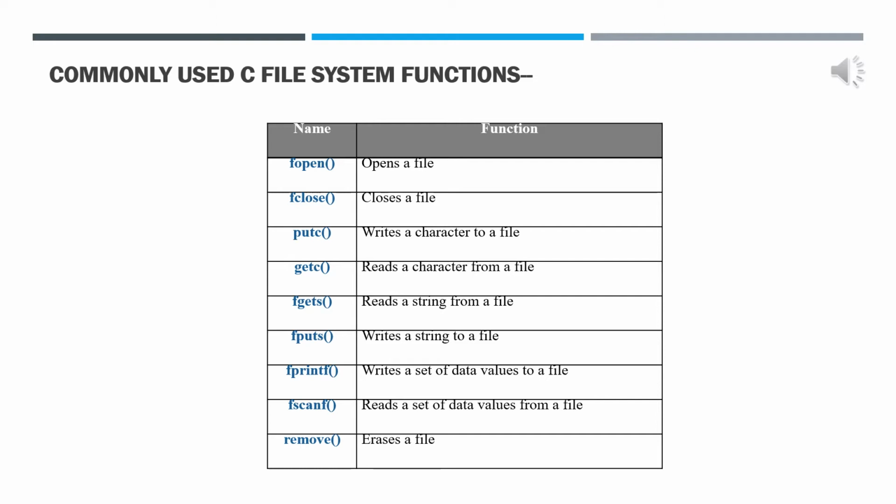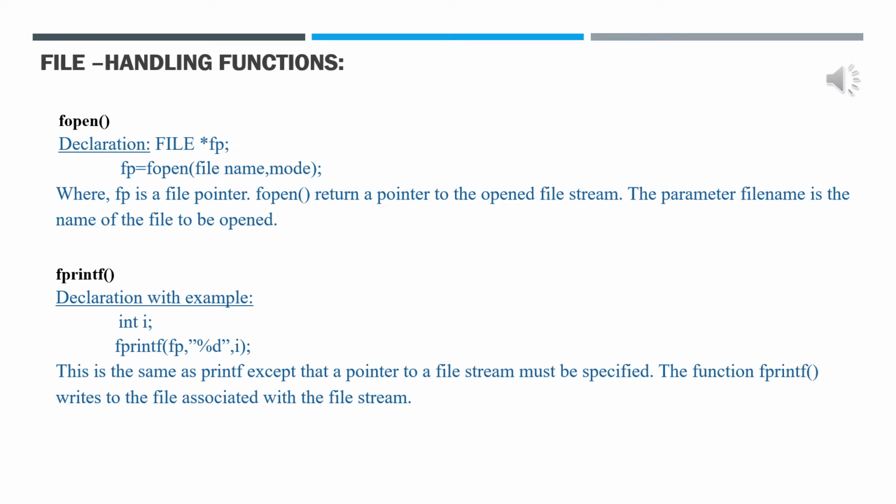First is fopen, opens a file. Fclose, closes a file. Putc, writes a character to a file. Getc, reads a character from a file. Fgets, reads a string from a file. Fputs, writes a string to a file. Fprintf, writes a set of data values to a file. Fscanf, reads a set of data values from a file. And remove, erases a file. Now let us understand some of the important functions better.